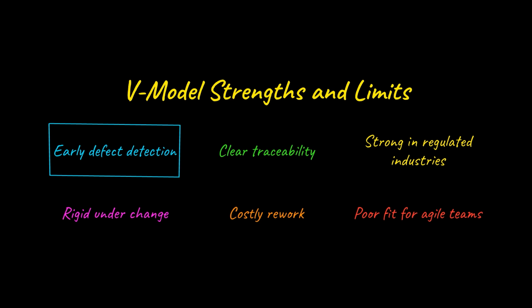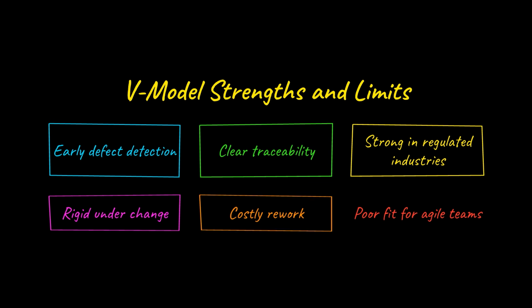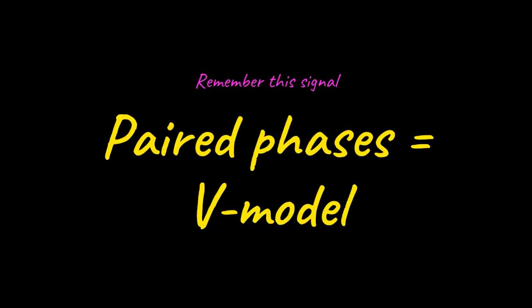The V model excels in regulated environments like healthcare, aerospace, and defense, where traceability from requirements to test is mandatory. However, its rigidity is a real cost. Late changes force rework across multiple levels simultaneously, making it a poor match for projects with volatile or evolving requirements. When an exam stem describes matching each development phase with a corresponding testing phase, or mentions acceptance testing paired with requirements, the answer is the V model. It is the framework that makes testing a first-class activity at every level, not a final afterthought.